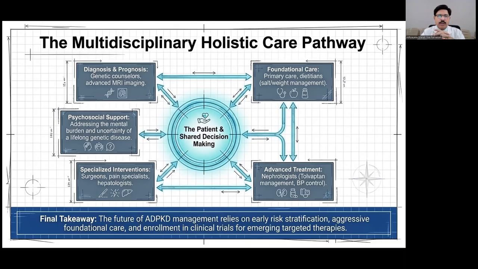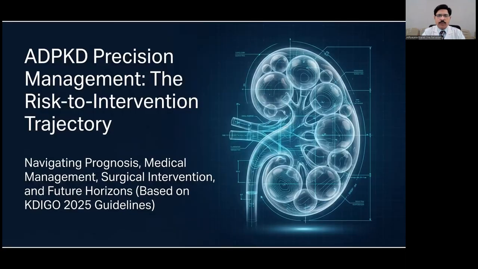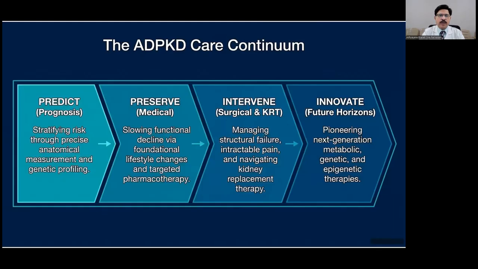What is the takeaway? The future of ADPKD management relies on early risk stratification, aggressive foundational care, and enrollment into clinical trials. This is important. Now, a few more slides to close it. The precision management risk to intervention trajectory we are looking at. What are the things? Predict, preserve, intervene, innovate.